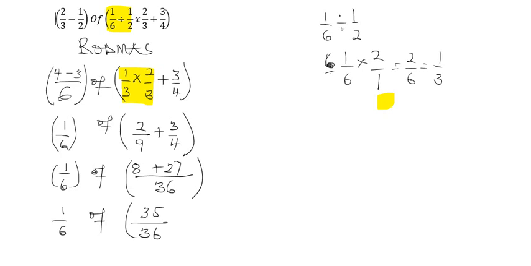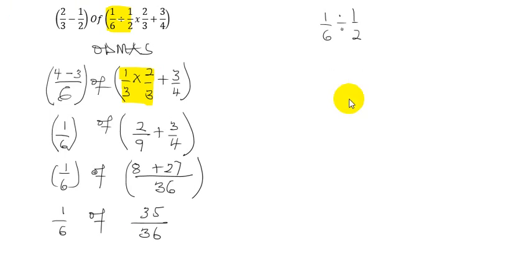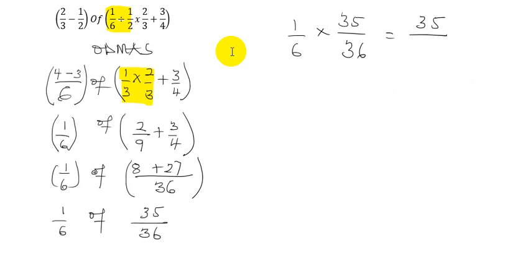Now that we are done with the bracket, the brackets are no more. So from the general question, we are done with the brackets. So we are going to the of. We have of here, and of means multiplication. So simply, it's going to be 1 over 6 times 35 over 36. And that is going to give us 35 over 216. So that's your final answer.